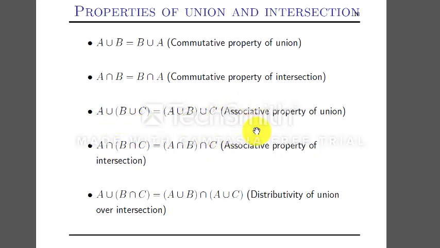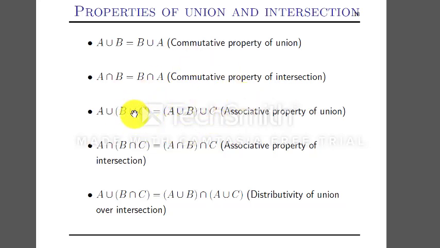In the associative property there must exist three sets, A, B, and C. This bracket shows that we have to take the union of B and C first, then with A. Or we have to take the union of A and B first, then with C. But the answer will be the same.